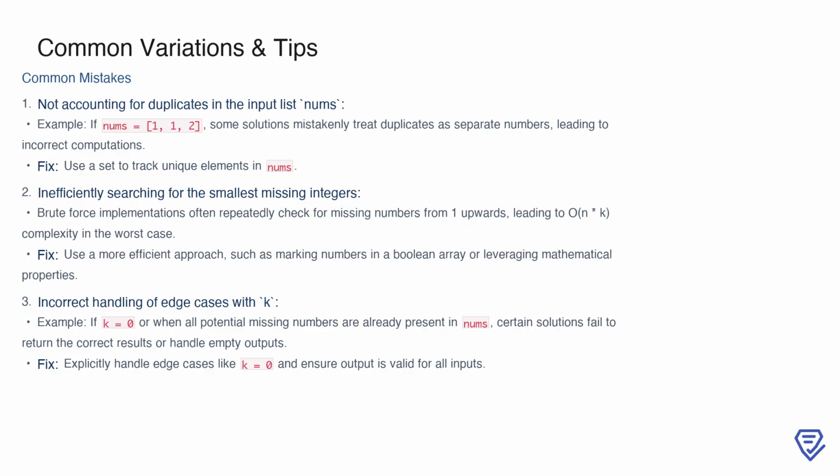For instance, if k is 0 or when all potential missing numbers are already included in nums, some solutions fail to handle these scenarios appropriately. Explicitly accounting for these edge cases ensures your solution is robust and handles all inputs correctly.